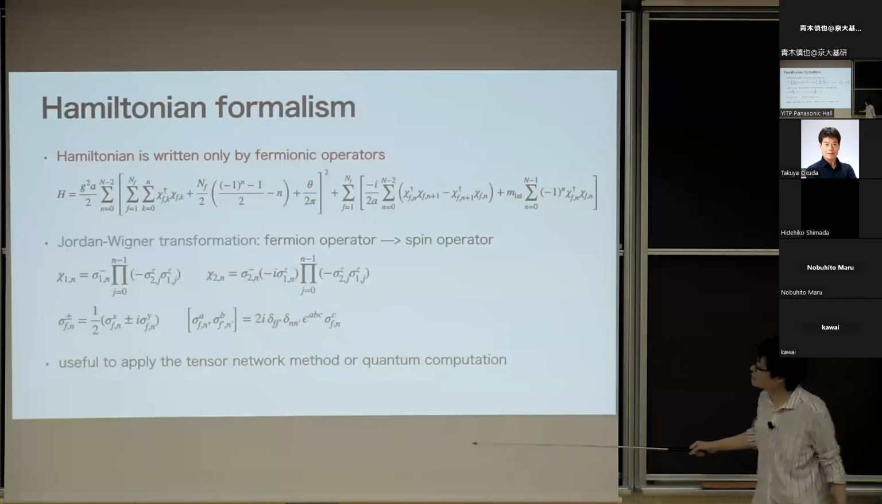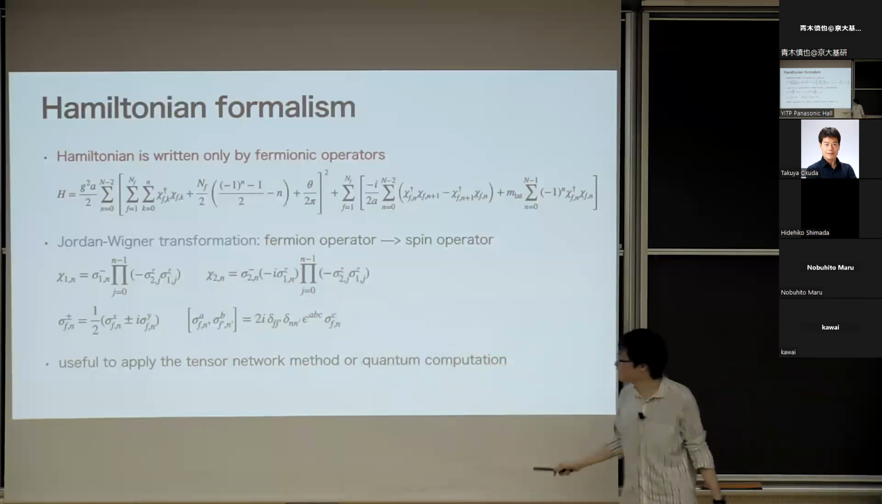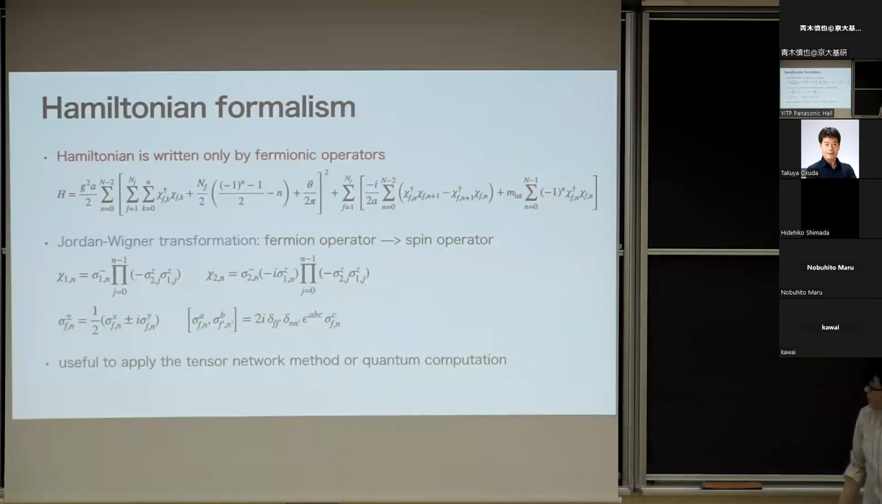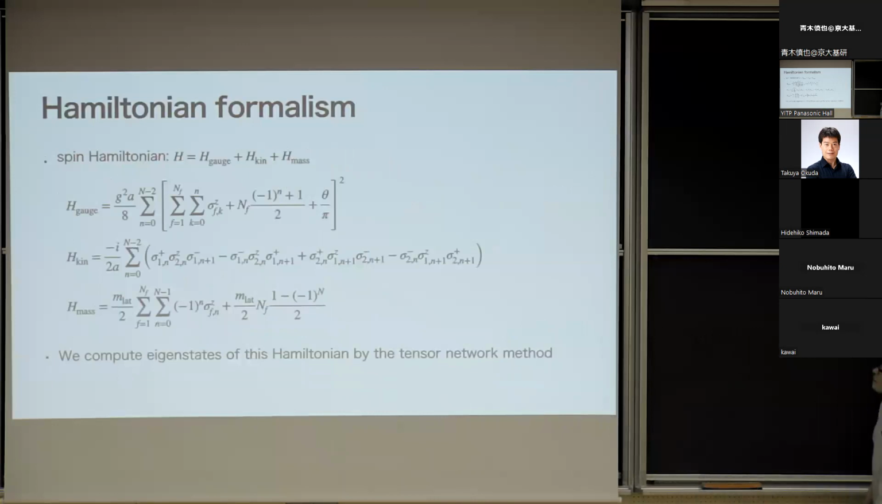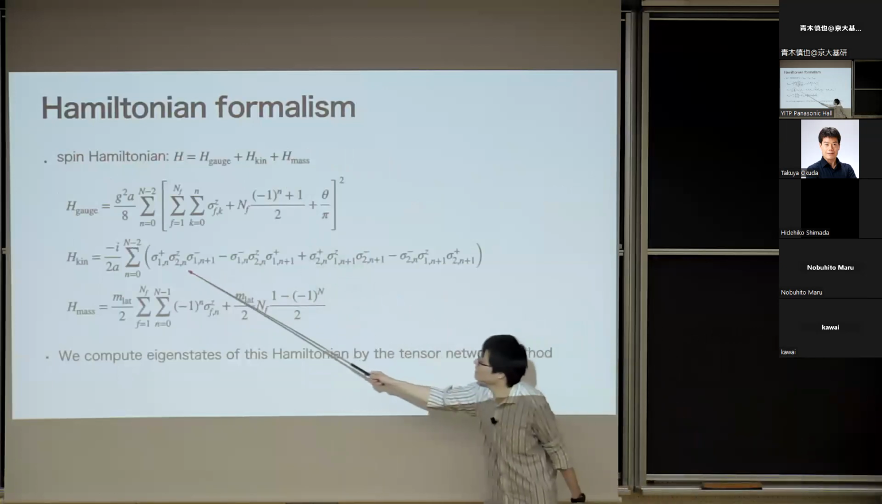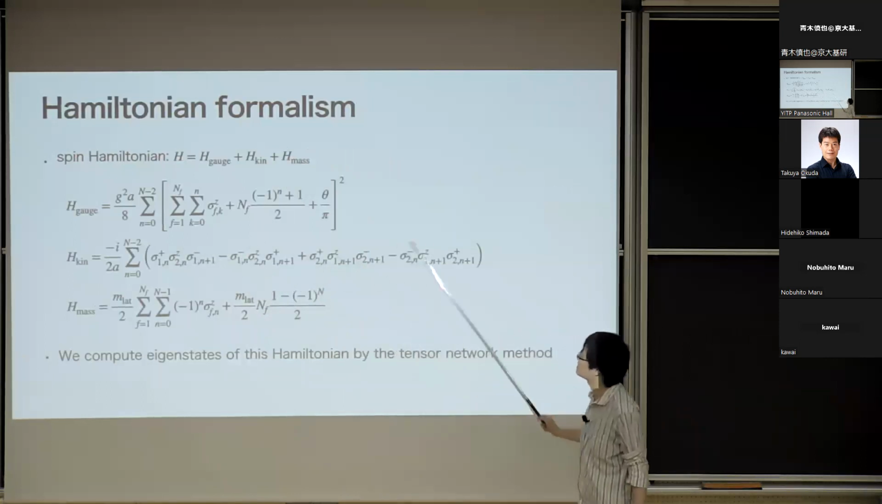After the Jordan-Wigner transformation, we obtain the spin Hamiltonian, and it is good to apply tensor network or quantum computation methods. It's given by this. As I said, only a few combinations of Pauli matrices appear, so it's very nice.